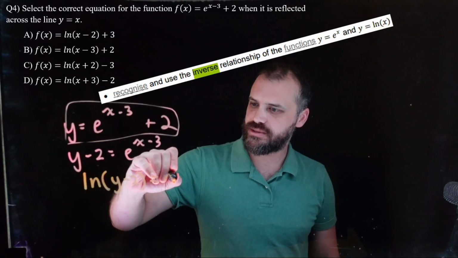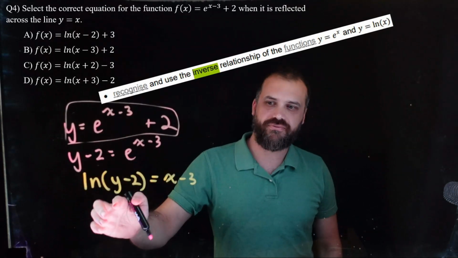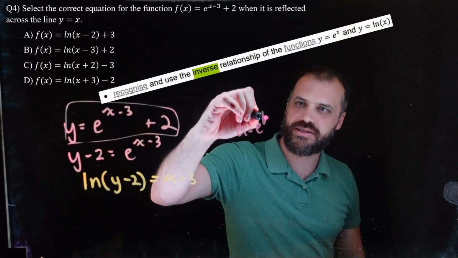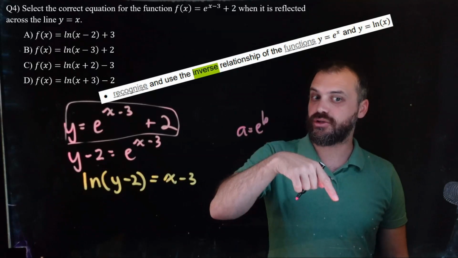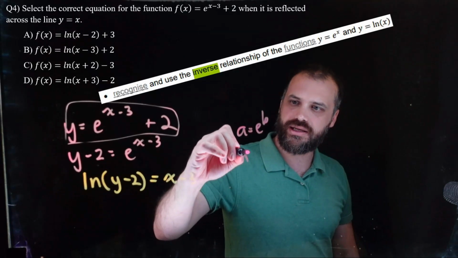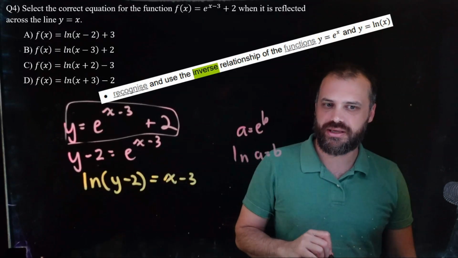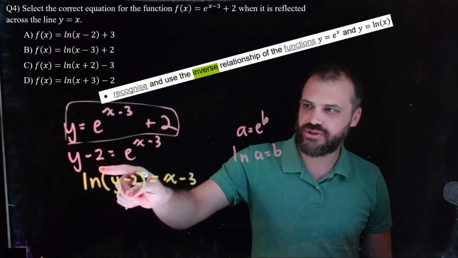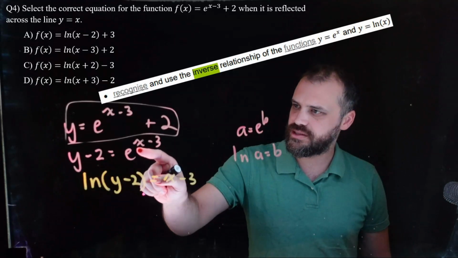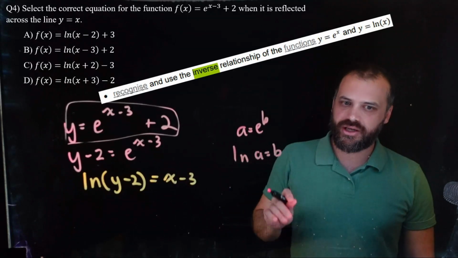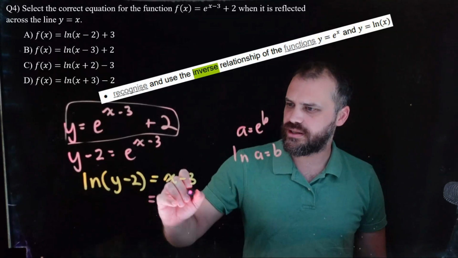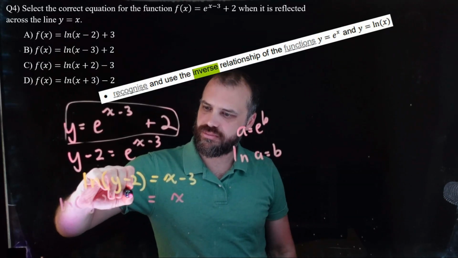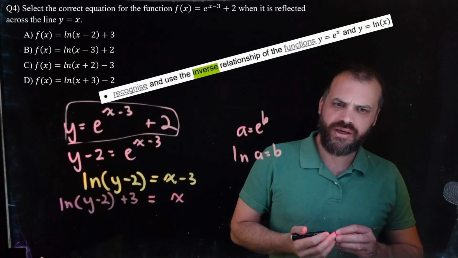equals x minus 3. Now this move might not feel overly intuitive to you, but just remember a equals e to the b can be rewritten in the logarithmic form as ln a equals b. And that's all I've done here, right? But a is y minus 2, and b is this x minus 3 here. All right, I can just do one more step here, and I can say that x equals ln(y minus 2) plus 3.